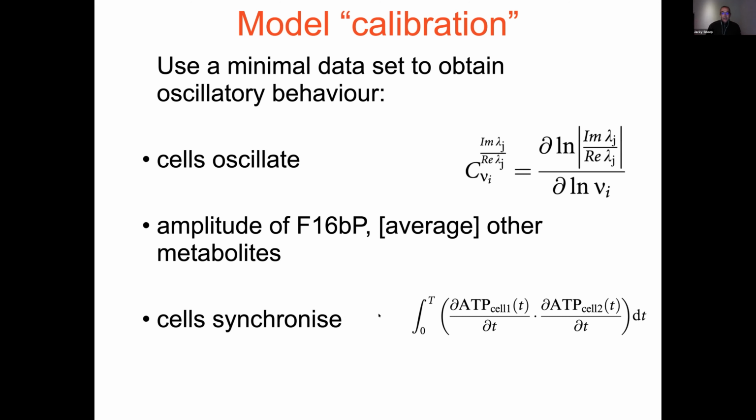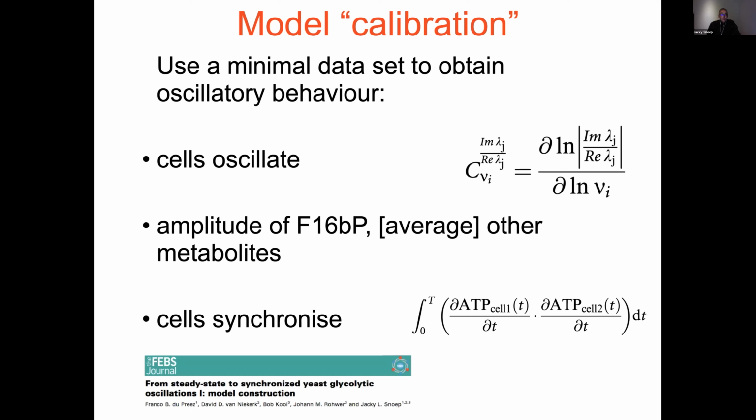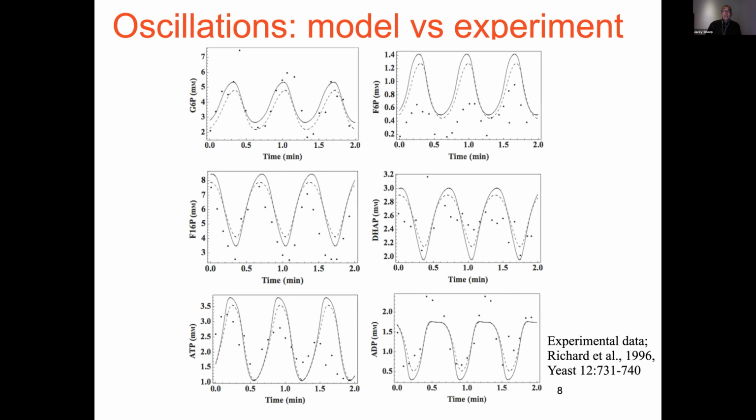And then the last step, for the synchronization, is that we optimize the integral of the product of an intermediate in 2 cells. So if the 2 intermediates move together, the product will be the biggest. And if you integrate that over a period, this is a fairly simple objective function to find the synchronization. And this worked. We published this in a paper some years ago. It actually was 3 back-to-back papers to move through the whole process of the model construction and validation.